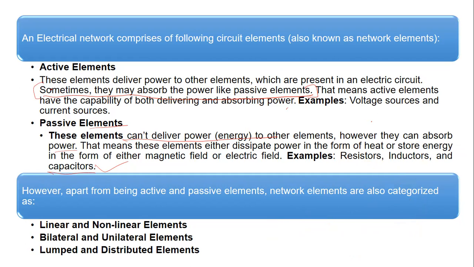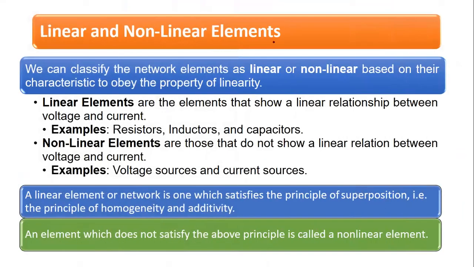Now apart from these active elements and passive elements, these circuit elements are further categorized in three other categories. We have linear and non-linear elements, bilateral and unilateral elements, and lumped and distributed elements. Now let us discuss them one by one. First of all, let us come to the linear and non-linear elements.